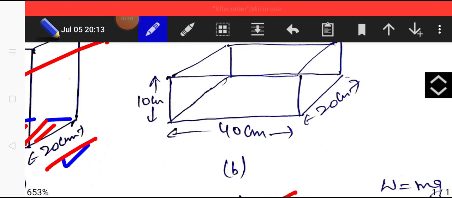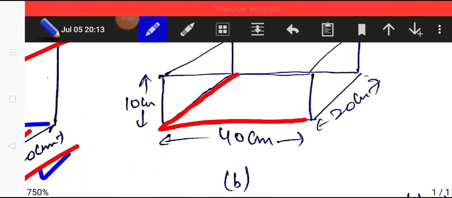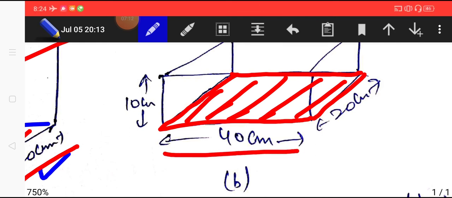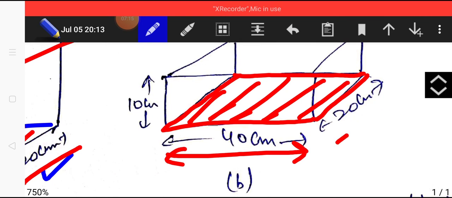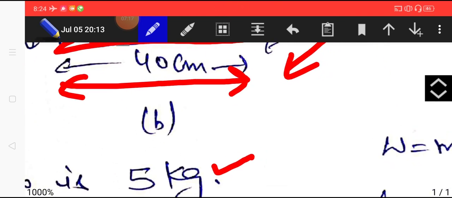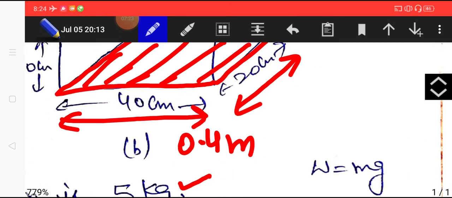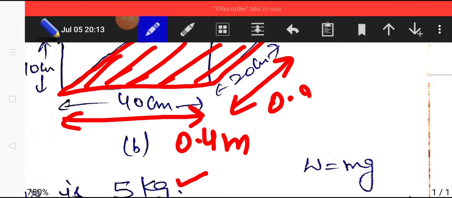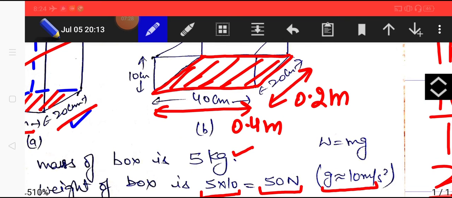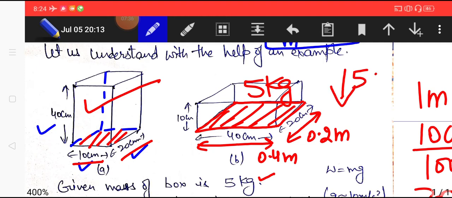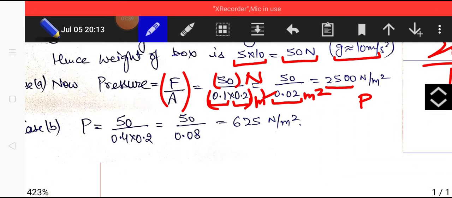Now if I change the orientation and the larger area side is now towards the ground, I can calculate the area again by the simple method of calculating the area of a rectangle, length into breadth. So length is 40 centimeter, and we know that 40 centimeter in meter is going to be 0.4 meter, dividing by 100, and similarly 20 centimeter is going to be 0.2 meter. As the box is the same, the mass of the box is going to be the same, so the weight of the box, or the downward force, is going to be the same, 50 newton, taking g approximately 10.